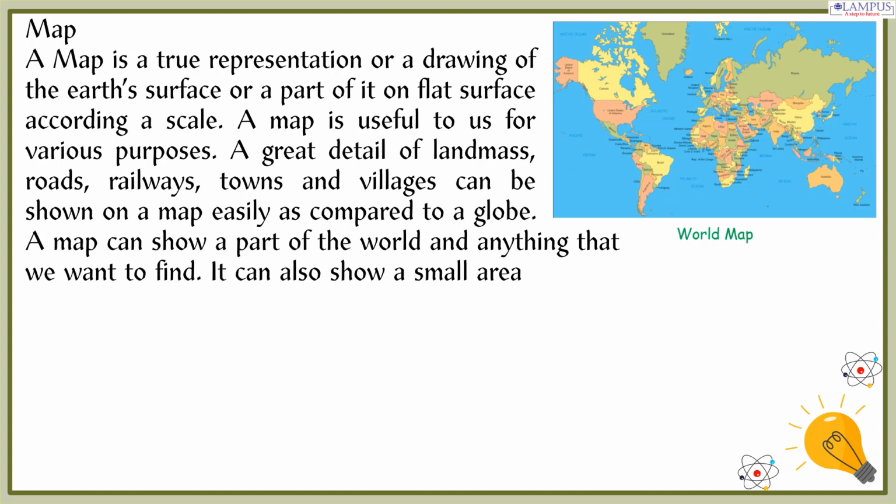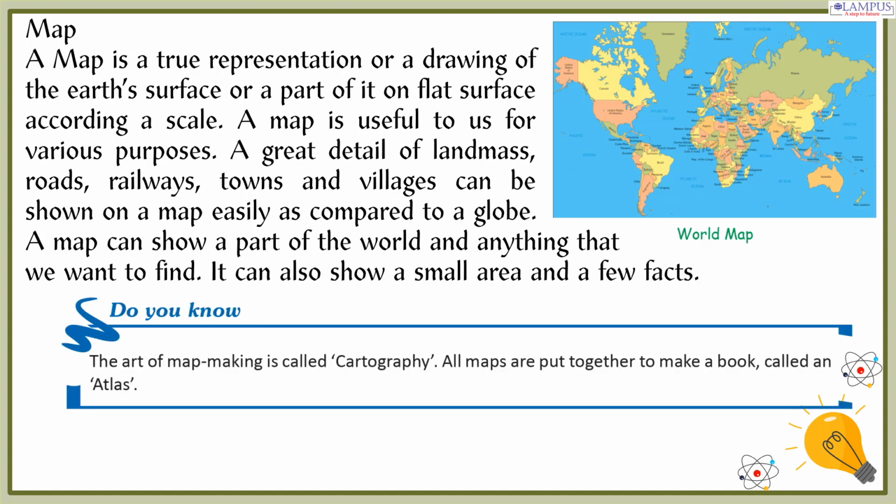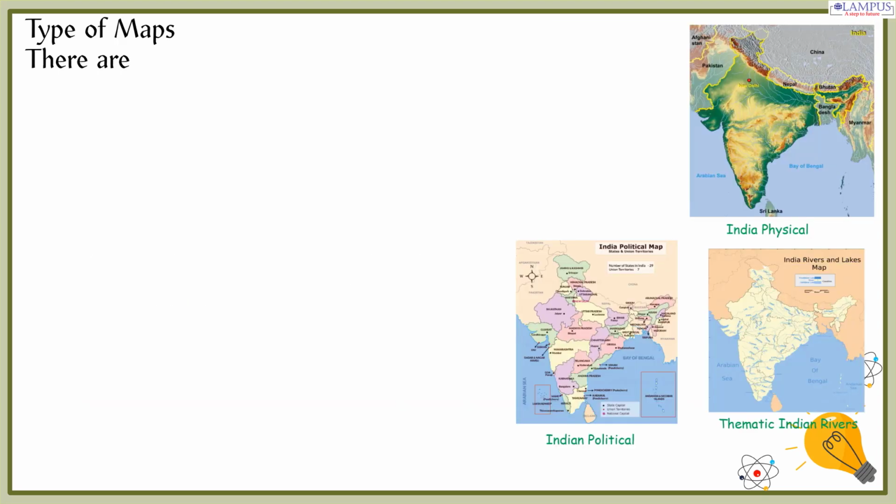It can also show a small area and a few facts. Do you know, the art of map making is called cartography. All maps are put together to make a book, called an atlas. Type of maps. There are different types of maps.